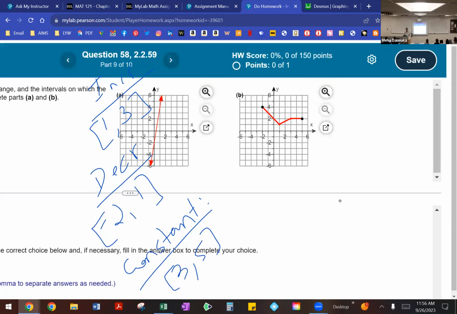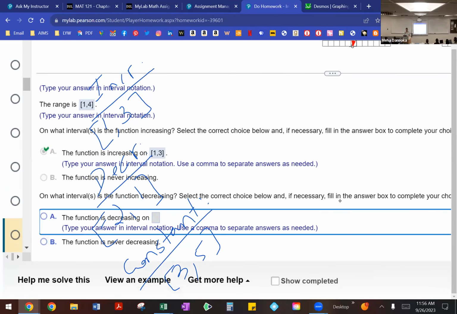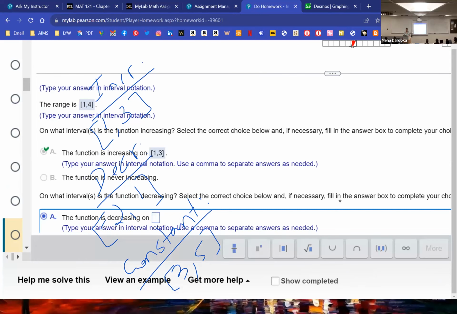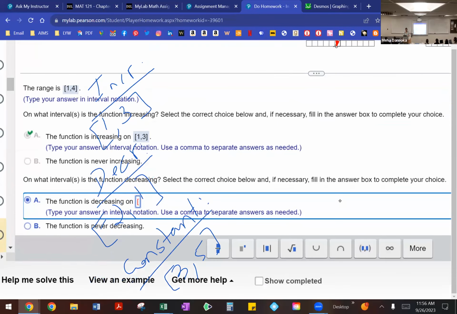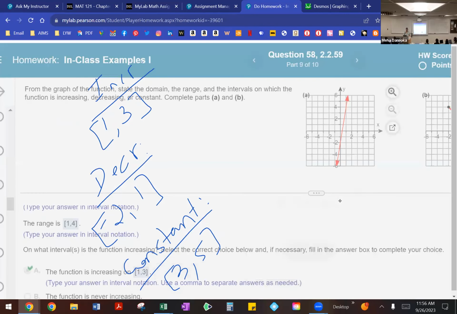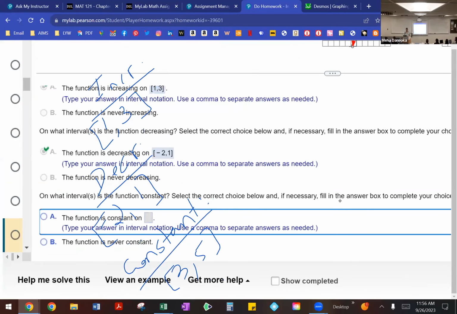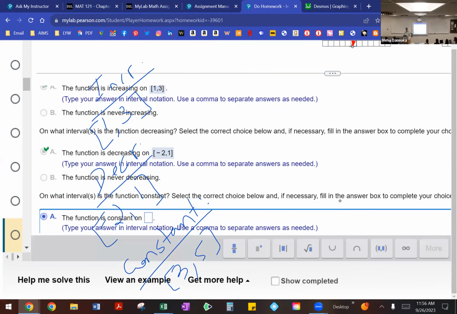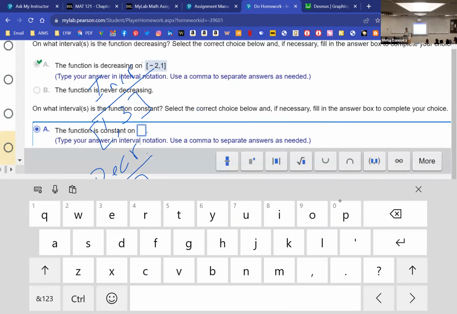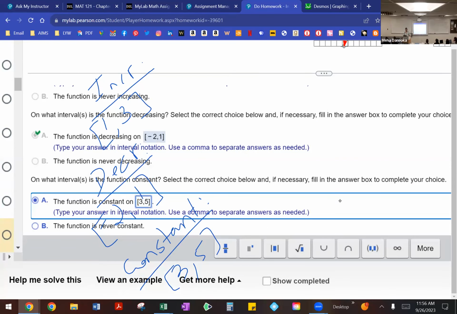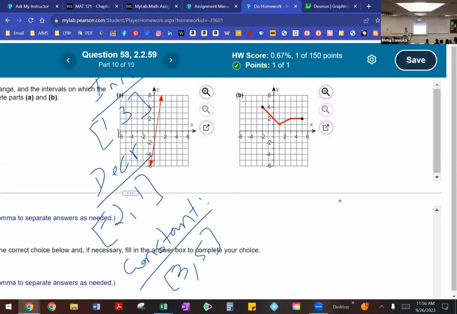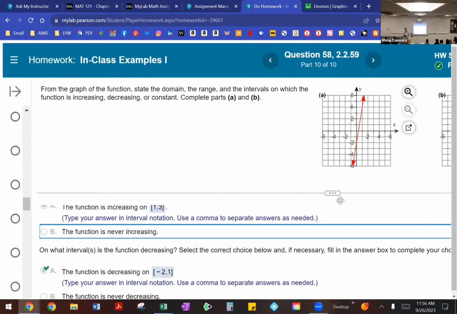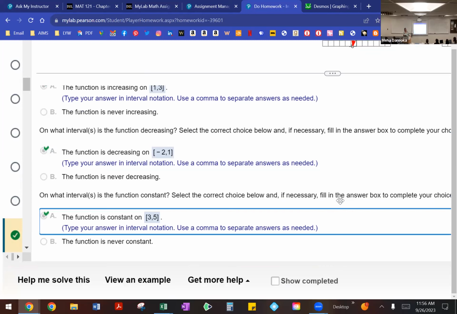Check that. Then let's see for the decreasing. -2 to 1. Again, brackets, -2 to 1. And then the last one should be the constant. Instead, we have 3 to 5. With brackets. Okay, questions on this one?